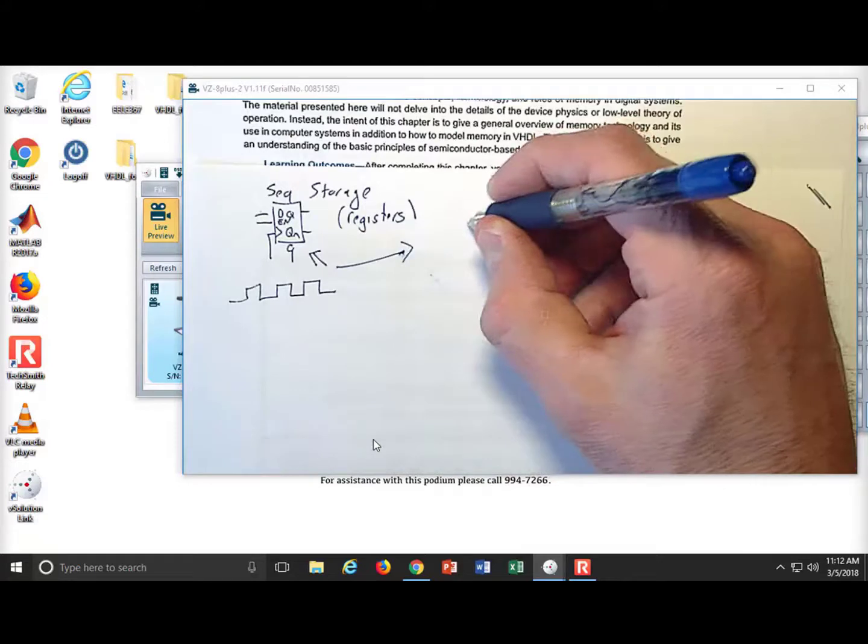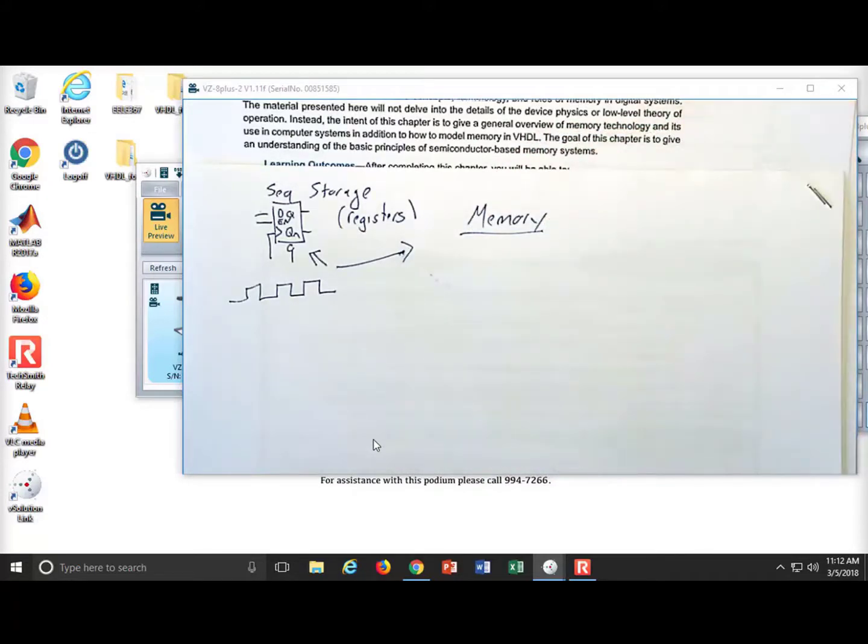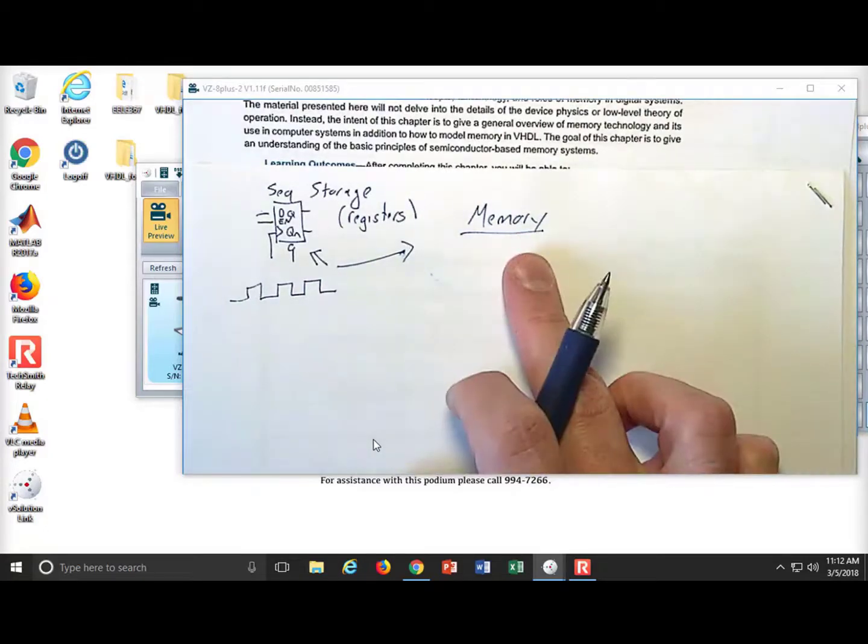Okay? When we go over to memory, what happens is that we use a much simpler storage element to store a 1 and a 0 so that it's smaller. So we can pack more of them on chip, and we give up some of the capability, stuff like the reset and enable. So that's where we start talking about the difference between storage using D flip-flops and storage using memory.